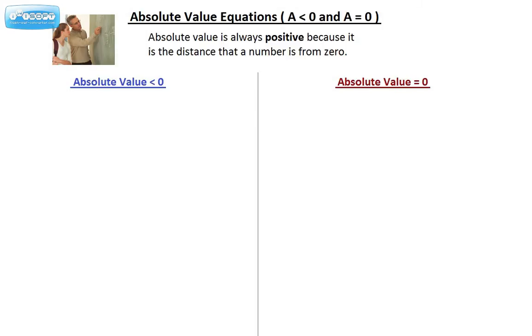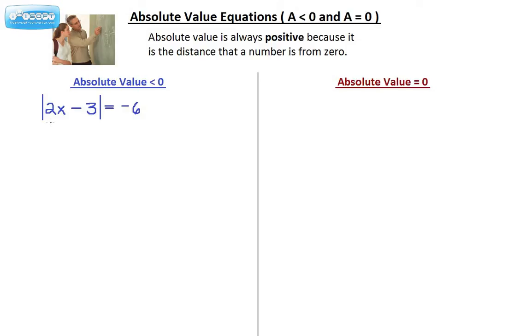Let's write our first equation. Our equation reads the absolute value of 2x minus 3 is equal to negative 6. If you have an equation where the absolute value is not isolated, always be sure to get it by itself on one side of the equation first.